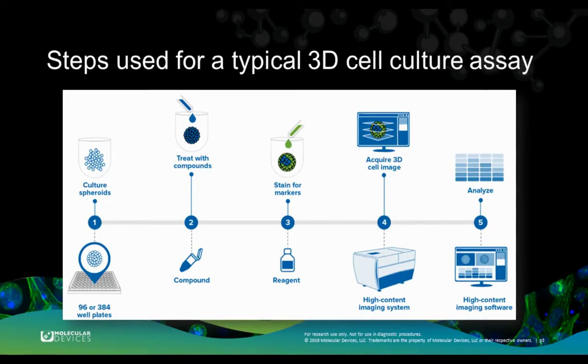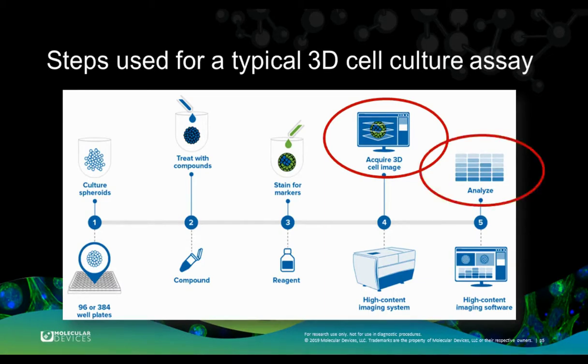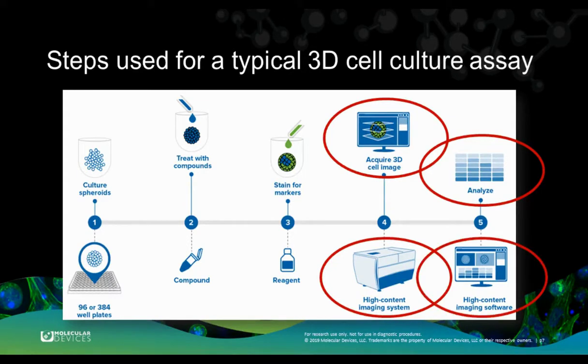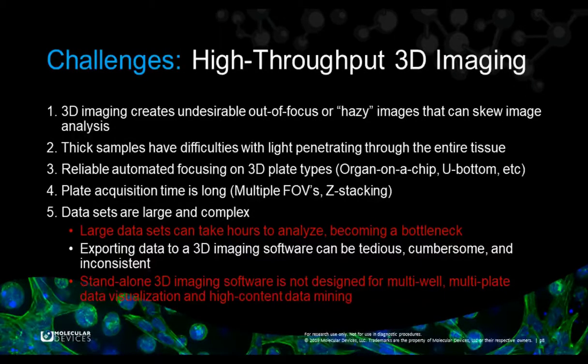Here's a typical 3D cell culture workflow for creating bioimaging assays in 3D. As you can see on the left, you culture spheroids, treat with compounds, stain for markers, acquire a 3D cell image, and then analyze with your high-content imaging software. Today, we'll be talking strictly about these last steps, acquiring 3D cell images and analyzing.